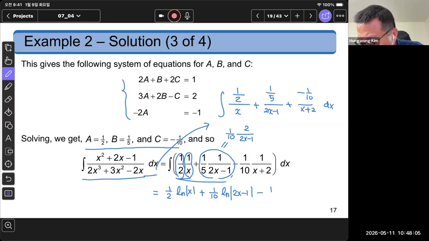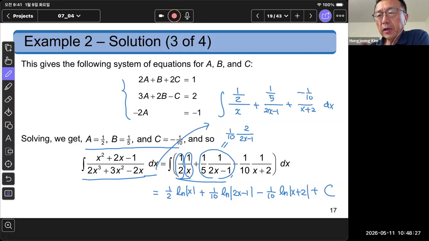And then I have minus 1/10, and 1 over x plus 2 is integrated to become ln absolute value of x plus 2 plus constant. So the first case is simple. If the denominator is factored into a product of these linear factors, as in this example 2, then we can just use the natural logarithmic function to integrate each term.